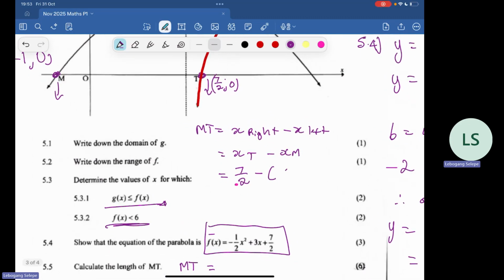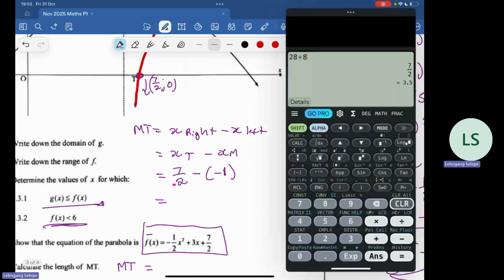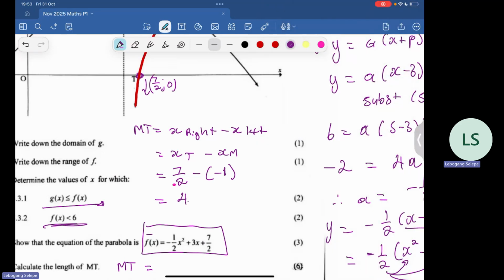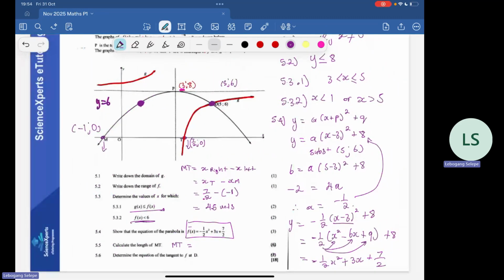We found it to be minus 1, right? So basically that's 7 over 2 plus 1. Let's see how much that is. 7 over 2 plus 1, that's 9 over 2, or 4.5. 4.5 units. And that's how you'd find the length of MT.